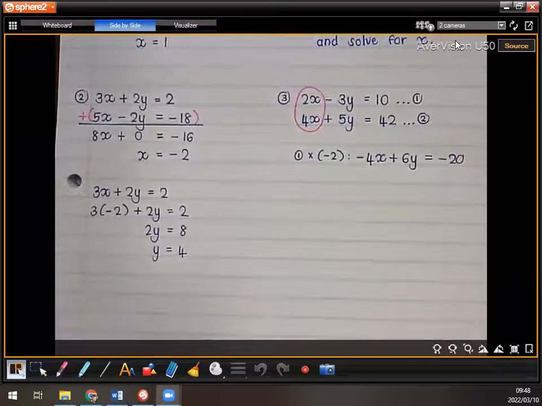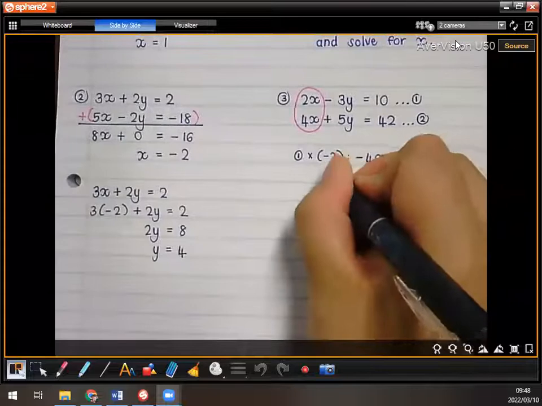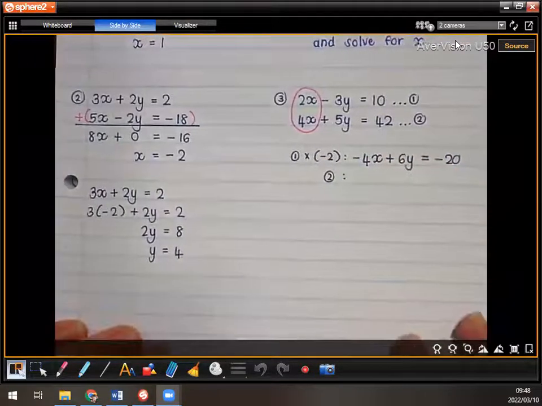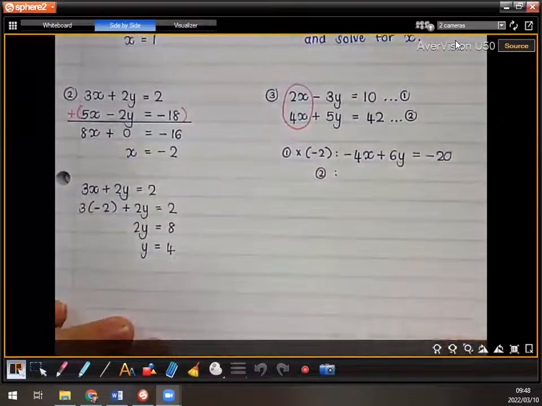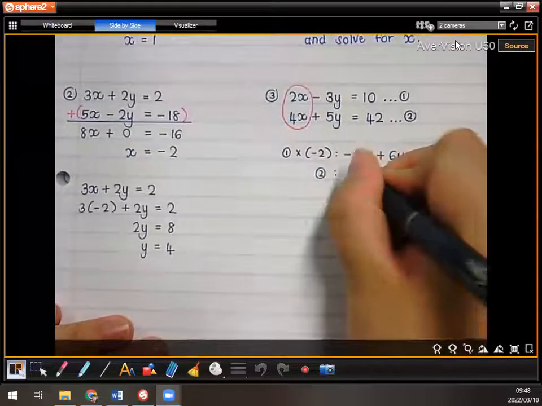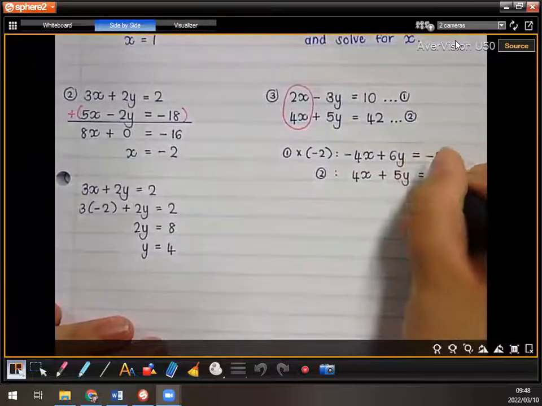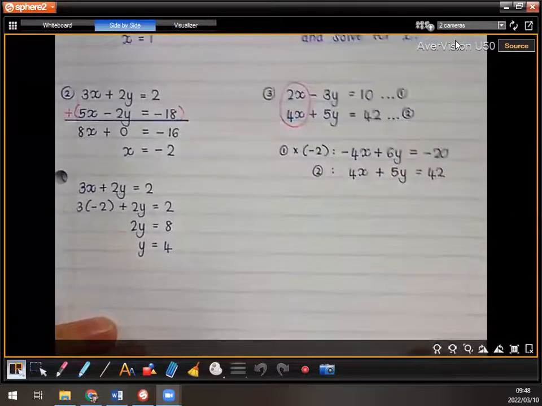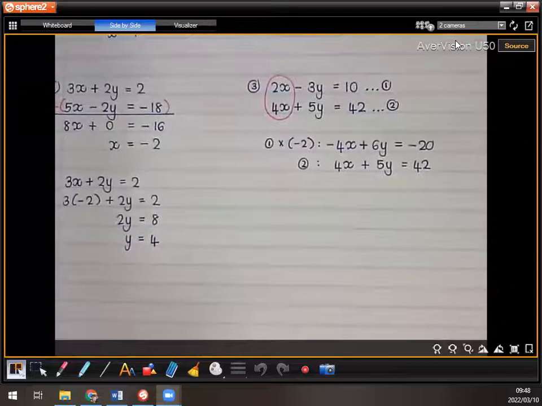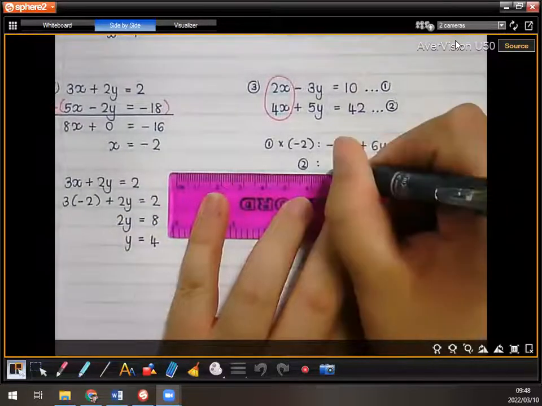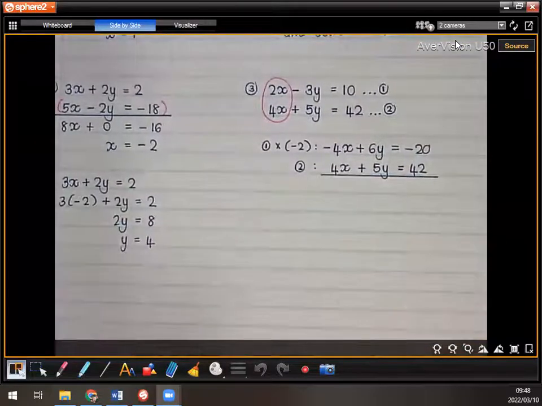All right, so equation 1 I changed. I multiplied by negative 2. Equation 2 you are keeping the same. So you can just write 2 there so that you know what that is. Equation 2 was just 4x plus 5y equals 42. Now we see that negative 4x and positive 4x are going to cancel each other out.